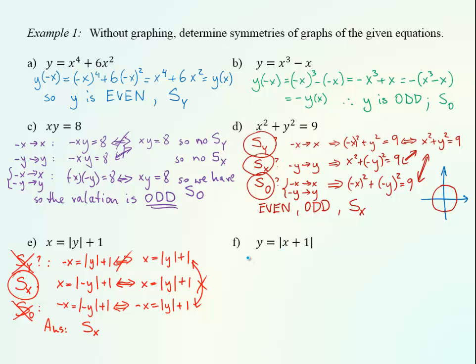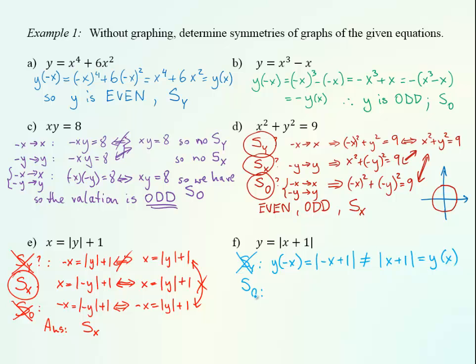We can just check symmetry in y, that means if the function is even, or symmetry in the origin, that means if the function is odd. To check symmetry in y, we calculate y of negative x, meaning we replace x by negative x, so we end up with something like this. Well, this is definitely not the same as absolute value of x plus 1, which is y of x. Since these two are not equal, therefore we don't have symmetry in the y-axis.